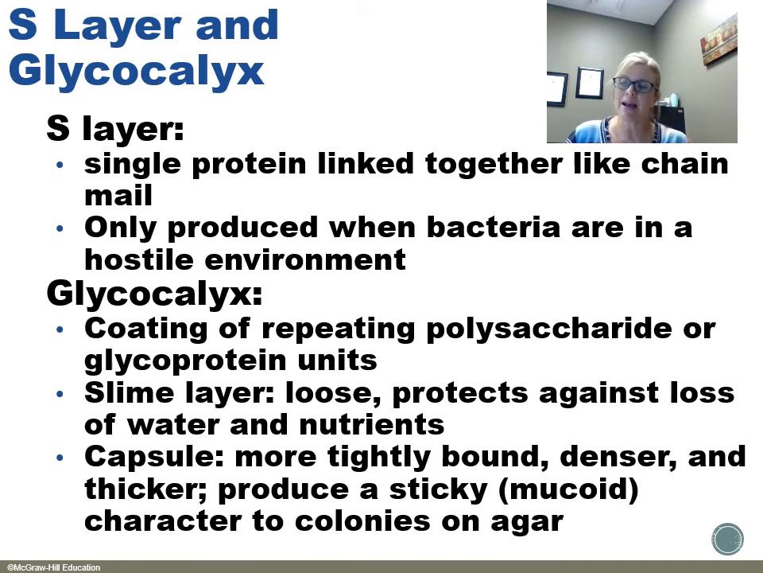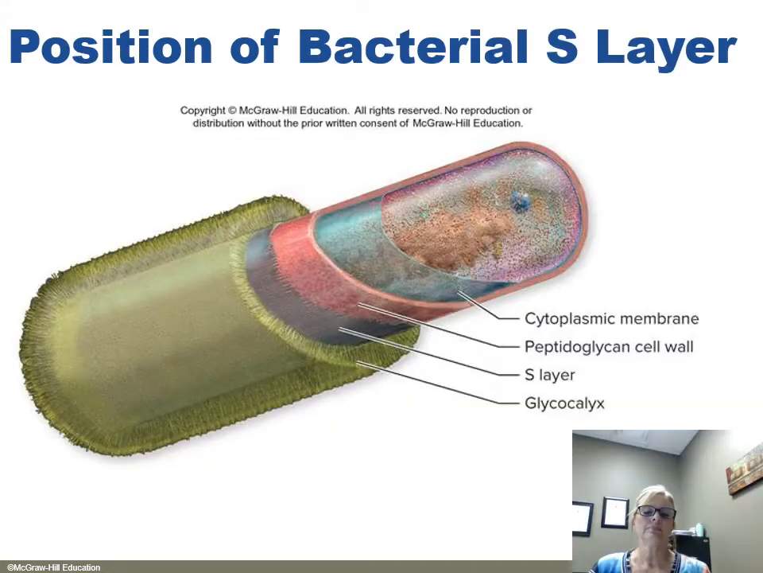And then they can have a capsule, which is much more tightly bound or stuck to the bacteria. It's denser and thicker, and it gives a sticky character to the colonies when we plate them out on an agar. So you can actually see that it looks kind of rough or sticky. Here you can see those layers. Here's the inside, the cytoplasm. Then this is the cytoplasmic membrane, the peptidoglycan cell wall, that S layer, and then the glycocalyx.